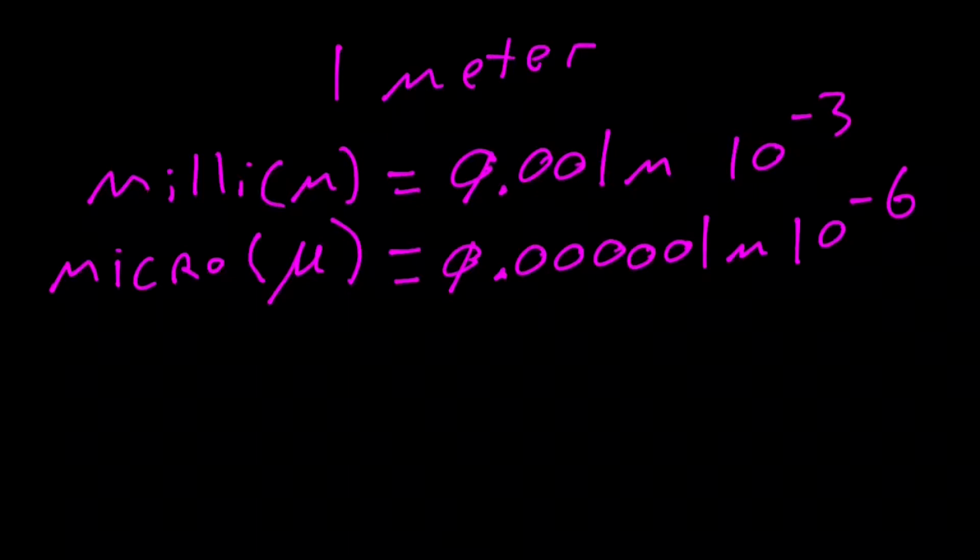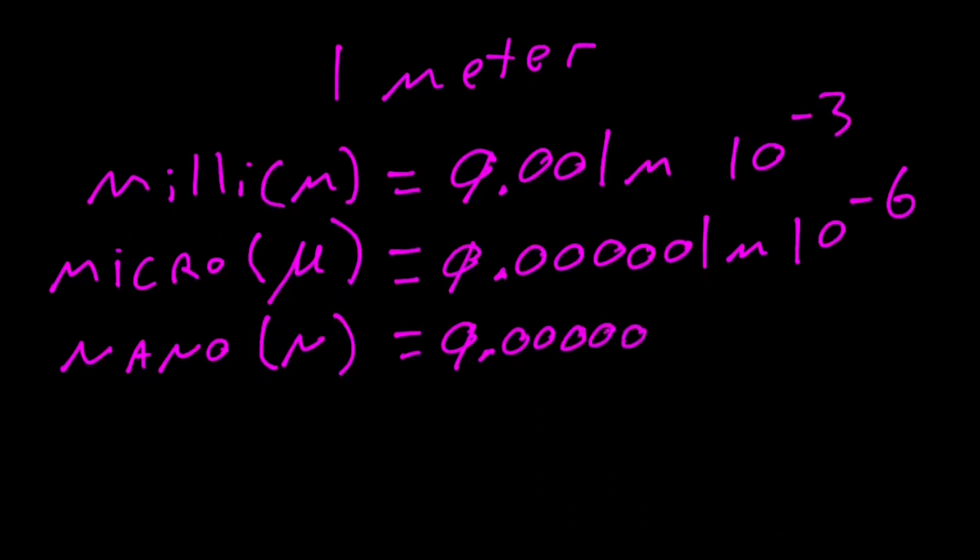Next unit down from there is nano, and that's denoted with a small n, and that's going to be equal to 0.000000001, and that is going to be equal to 10 to the negative ninth.